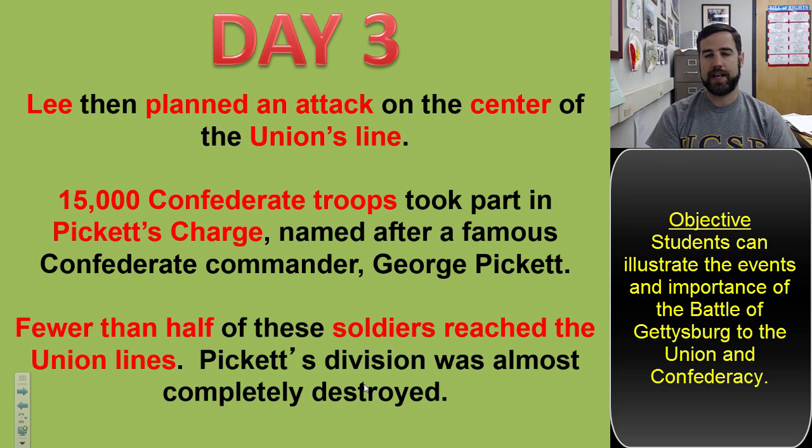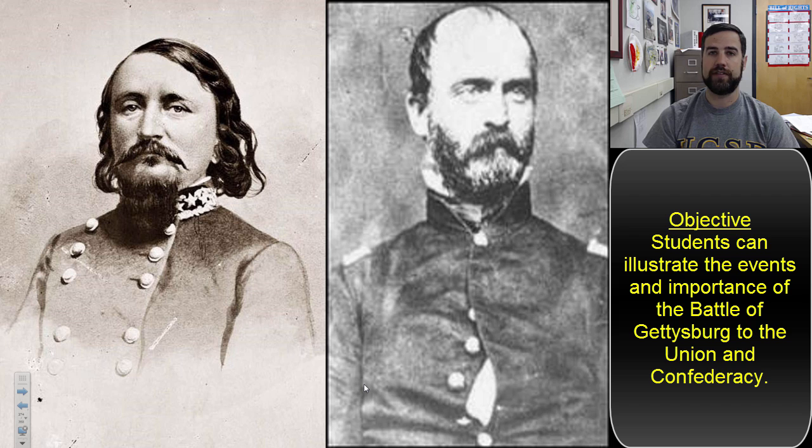The problem for the Confederate Army is they're crossing about a mile of open field, and the entire time they're going to be attacked by cannons. By the time they reach the Union line, they're really tired, and they're not going to be able to do very well. Fewer than half of these soldiers even reached the Union lines. The rest were killed. Pickett's division was almost completely destroyed, the Confederate Army loses too many men, and they have to retreat. And here's a drawing and picture of General Pickett for the Confederate Army.